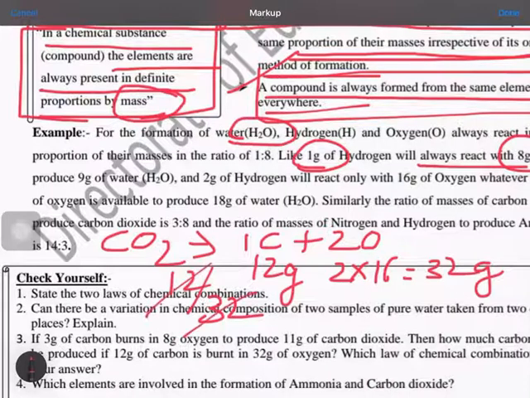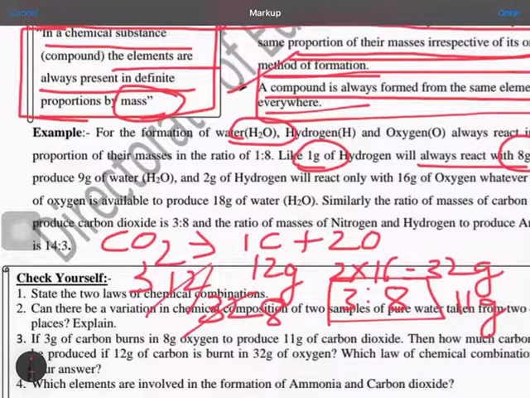Now we can divide them with a common factor. 4 3s and 4 8s, so it comes out to be 3:8. So here we can say that when 3 grams of carbon is combining with 8 grams of oxygen, it will be giving you 11 grams of carbon dioxide. Likewise, when 12 grams of carbon combines with 32 grams of oxygen, it will be giving you 44 grams of carbon dioxide. So this is how the reaction is taking place.